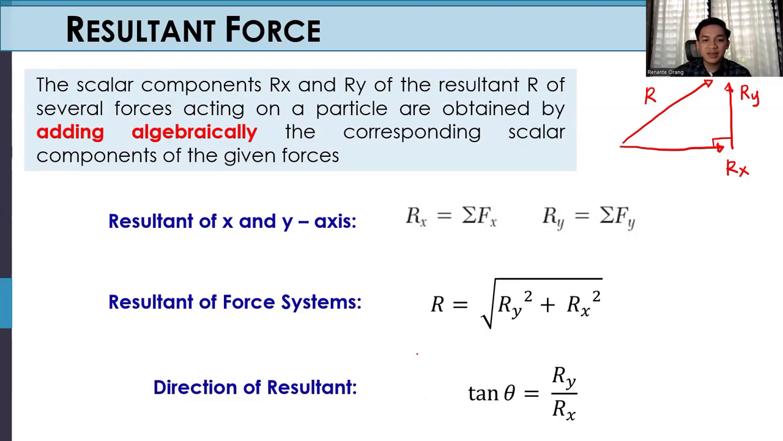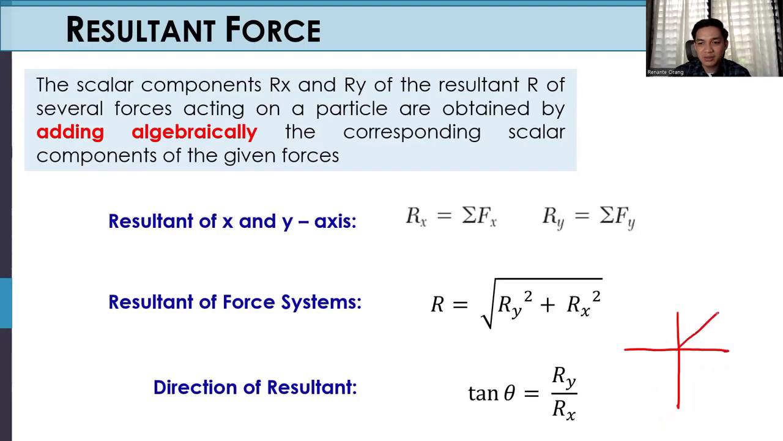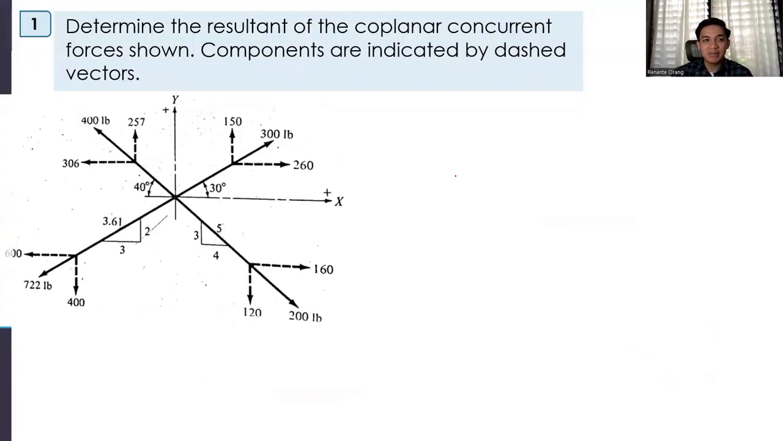We must also find the direction of our resultant by using this formula. Tangent of theta is equivalent to Ry divided by Rx. Take note that this theta is always nakadikit sa ating x-axis. So for example, ito yung ating resultant, ito yung ating theta. If this is our resultant, nandito yung ating theta. So yung formula natin always nasa taas si Ry, nasa baba si Rx. So para ma-apply natin, we have here our examples.